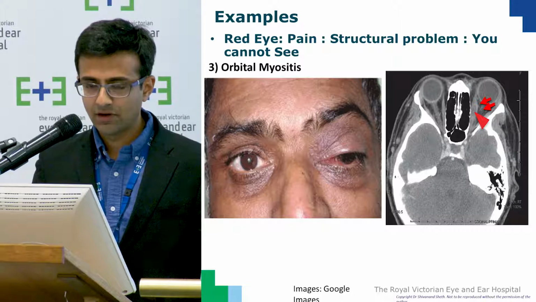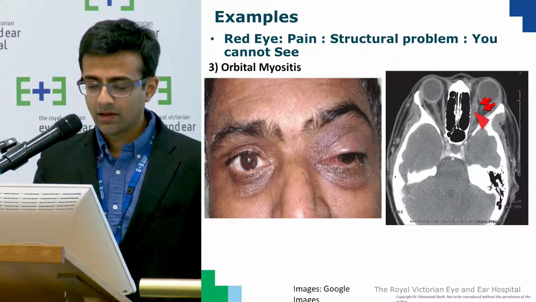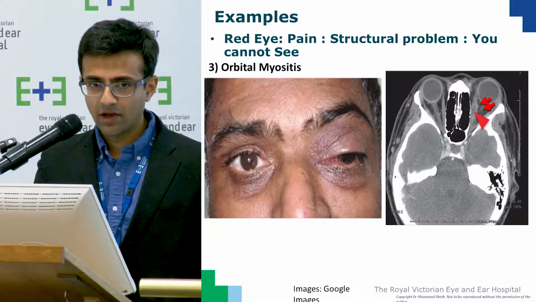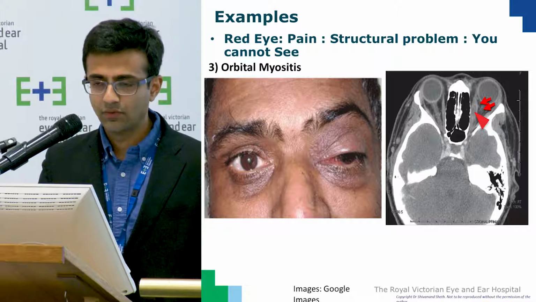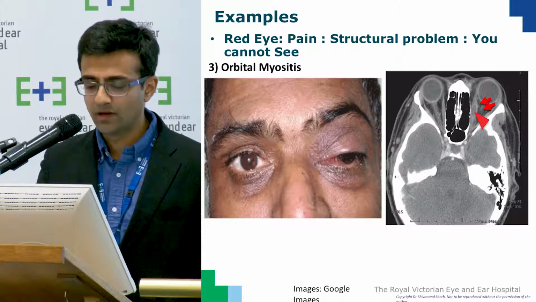Again, I said the muscles around the eye can be painful. So if you've got a patient who has a red eye and is complaining of pain, the other thing to think of is, does he have myositis around the eye? And the other clue for that is that the eye might be slightly proptosed or have eye movement limitation.